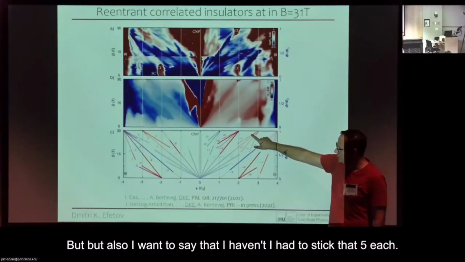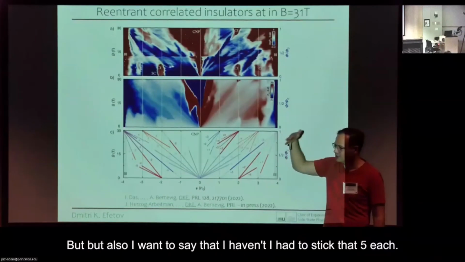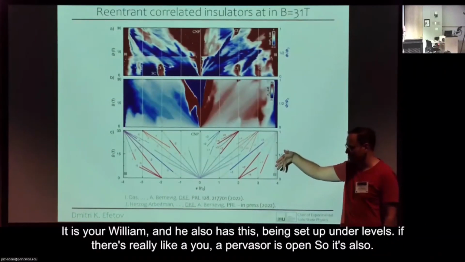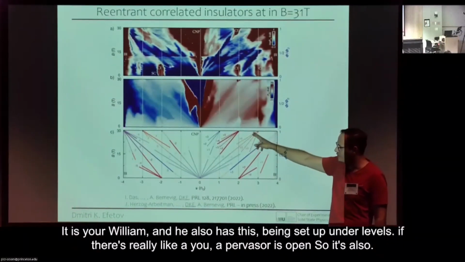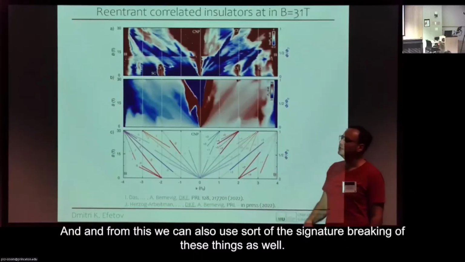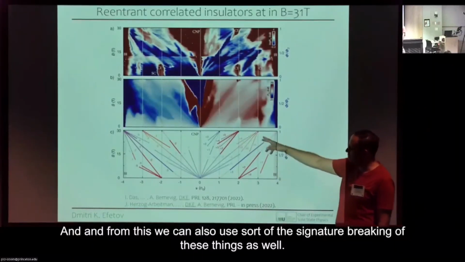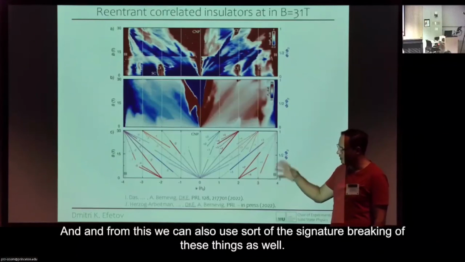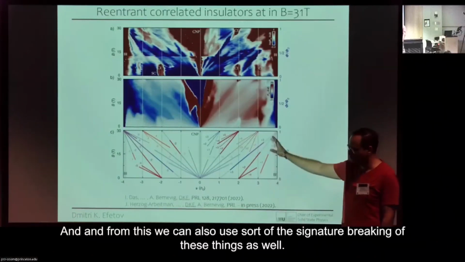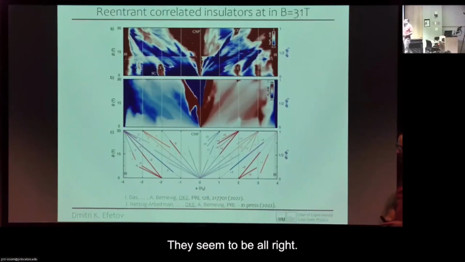But also I want to say that I had to skip that slide. Each integer filling at high field also has this new set of Landau levels. There's really a new Fermi surface open at each filling. From this we can also deduce the symmetry breaking of these things as well. They seem to be all symmetry broken.